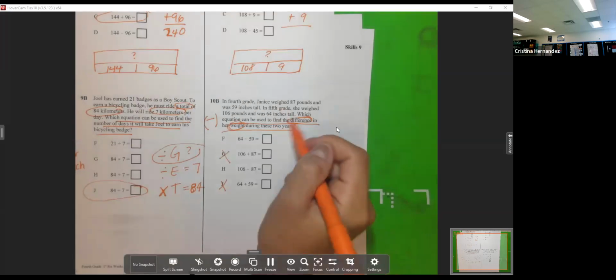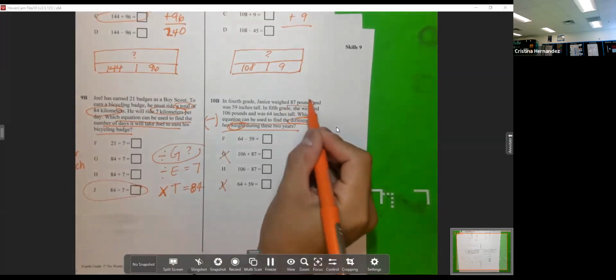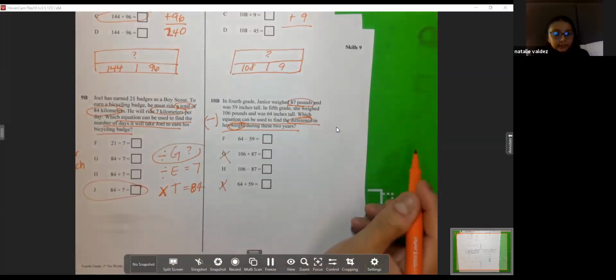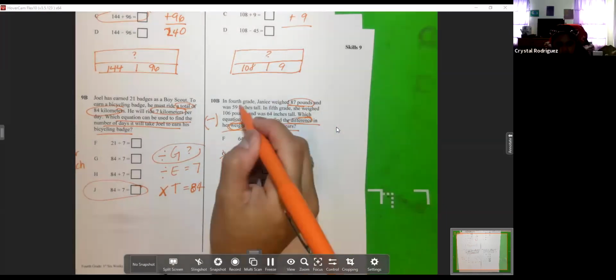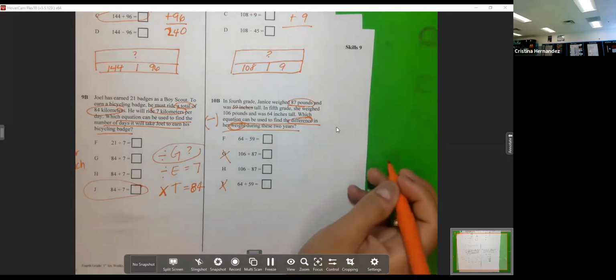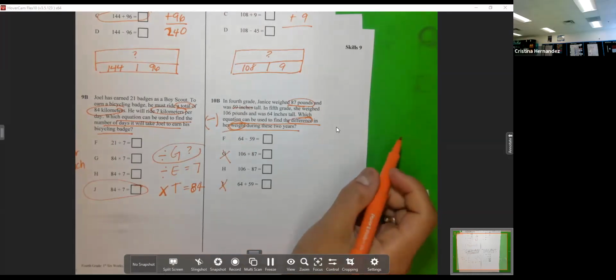The difference in weight. If she weighed 87 pounds, that's weight, isn't it? We also don't need 59, and we don't need 64 inches tall. It said they're only doing it by weight during the 2 years. You don't need the inches because it says the difference in her weight during these years.